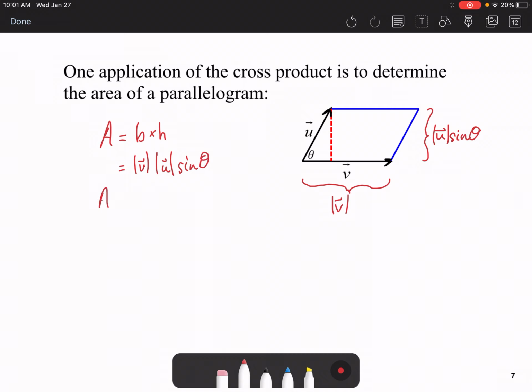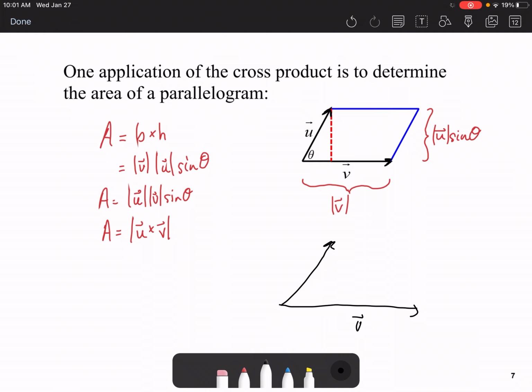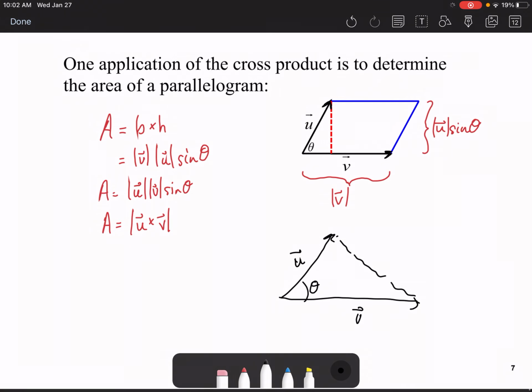So you can see A is actually the magnitude of u times the magnitude of v sine theta, which also turns out to be the magnitude of the cross product. And likewise, you can find the area of a triangle with vector v and vector u and angle theta in between, because it's half the size of a parallelogram. And thus concludes this lesson.